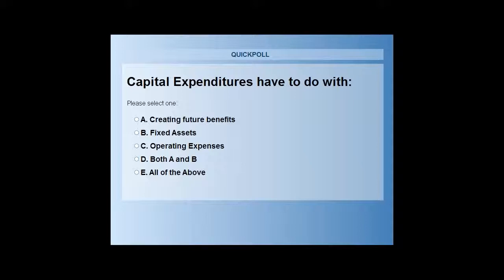Okay, folks, think about capital... I'm sorry, Roz, go ahead. I was going to just ask them, when you think about capital expenditures, what do you think about when you think about those things? Okay, folks, go ahead and mark one answer on this poll, and then we will report the results.